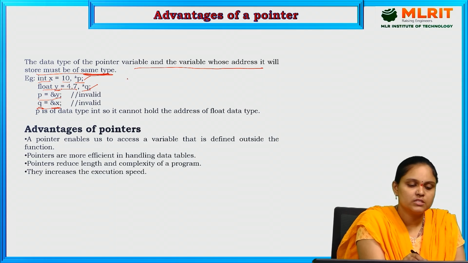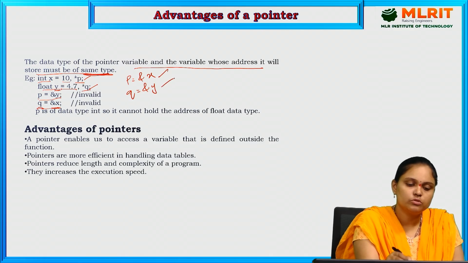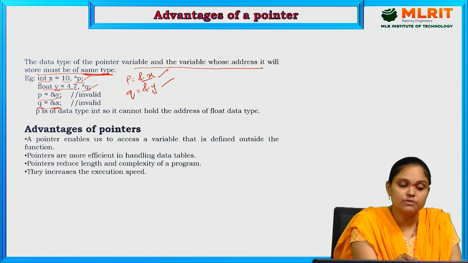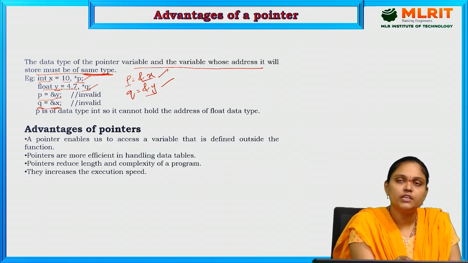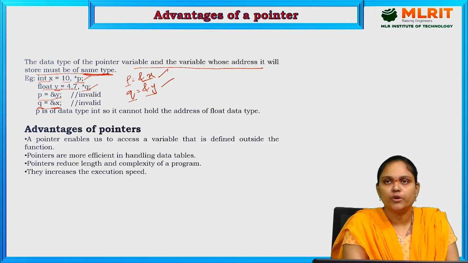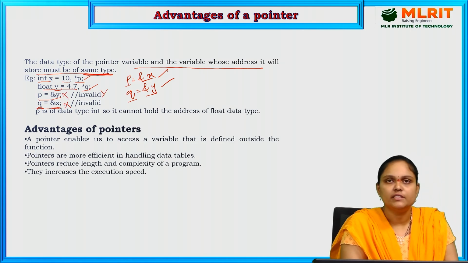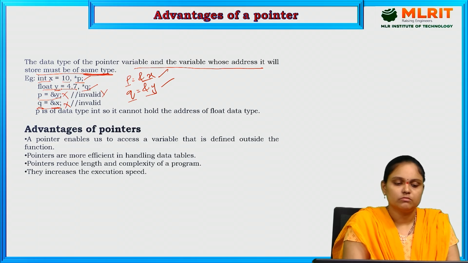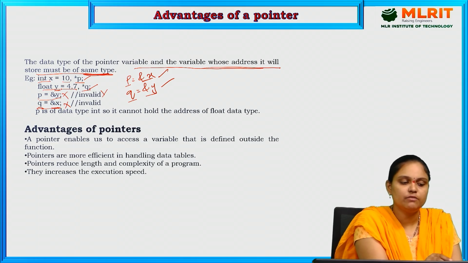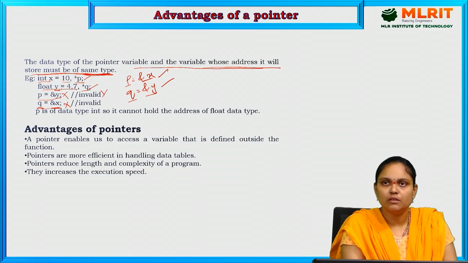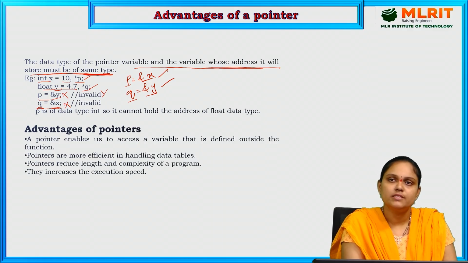So suppose if it is p is equals to address of x and q is equals to address of y, then both these statements are legal. Because the integer address we are storing in the integer pointer and the float variable address we are storing in the float pointer variable. So these are true, but the earlier two are not valid statements. So the point is the variable whose address it will store must be of the same data type, and also the pointer variable that you have created must be of the same data type.